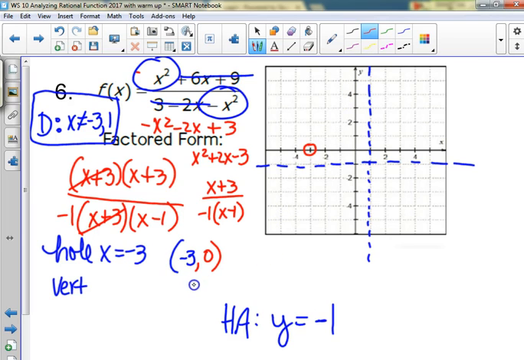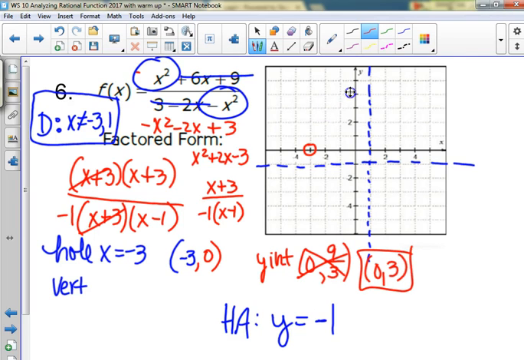Guys, how do we find the y-intercept? Yeah, put in a 0 for x. Again, if you go back to the original one and plug in a 0, you end up with what? 9 on the top and 3 on the bottom. So 0, 3 is the y-intercept. All right, so tell me if I'm wrong, Berta, but I'm thinking it's doing this, and it just has a hole there.